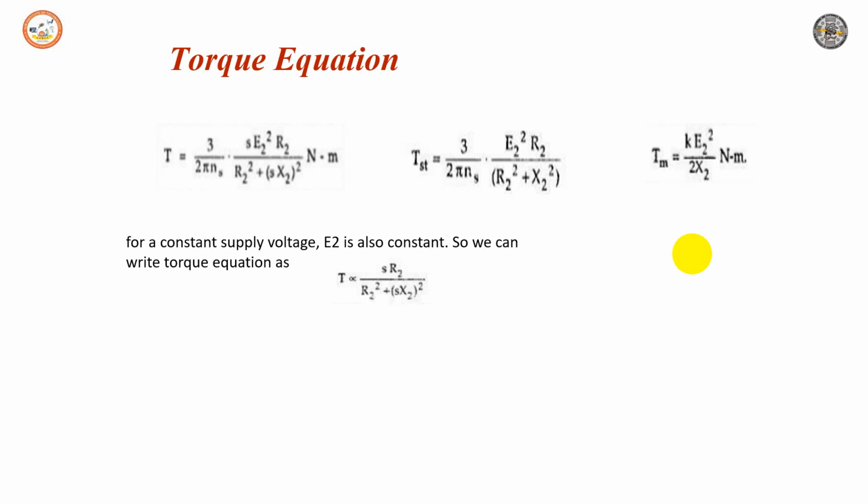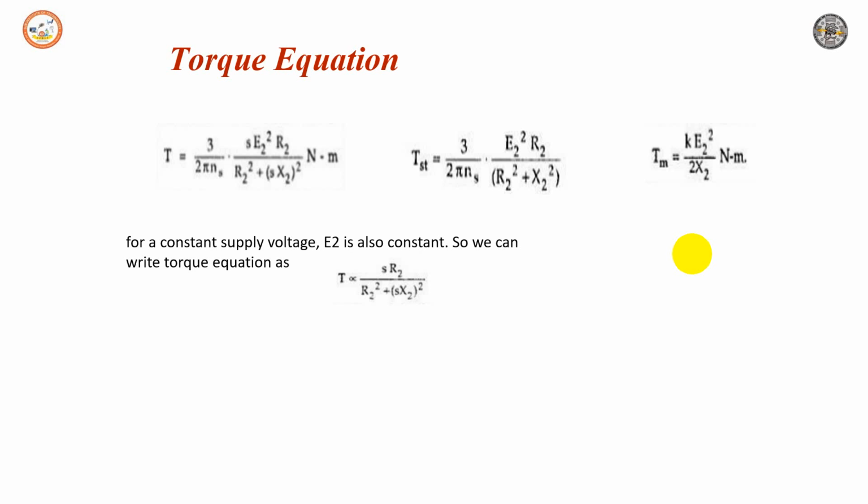The behavior of the motor can be easily judged by sketching a curve, which will be explained in the next slides. The curve is obtained by plotting torque produced against slip of the induction motor, at S equal to 1 and S equal to 0. As we know, the operating slip of an induction motor is between 0 to 1. So it is called the torque slip characteristics of the induction motor.